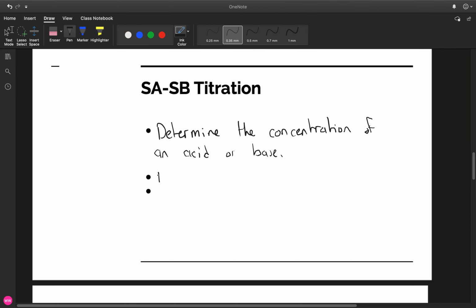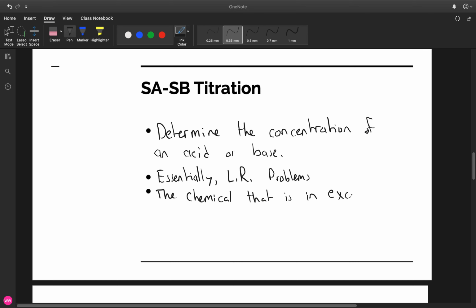Like I said, these are essentially limiting reactant problems. So you want to be able to identify which substance, which chemical runs out first, because the chemical that is left over, the excess reactant, will be used to determine the pH. So once again, the substance that's in excess will be used to determine pH.